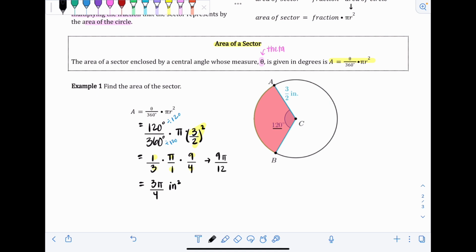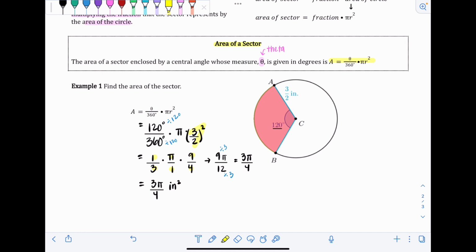Now 9 and 12 both have a common factor of 3, so I can divide both by 3 to reduce. So 9 divided by 3 is 3, and then the pi tags on. And 12 divided by 3 is 4. So we end up with 3 pi over 4. It's the same answer. That's why it really doesn't matter if you cross cancel or reduce at the end. It really just comes down to personal preference. So we end up with 3 pi over 4 square inches.